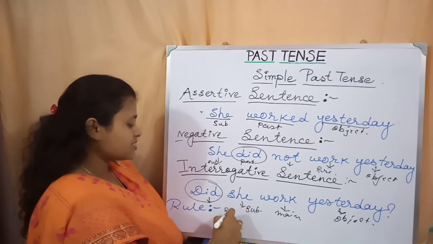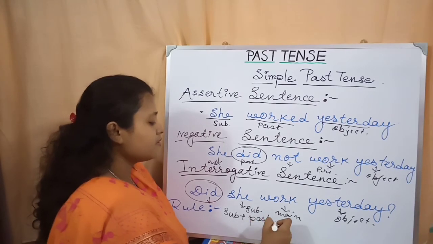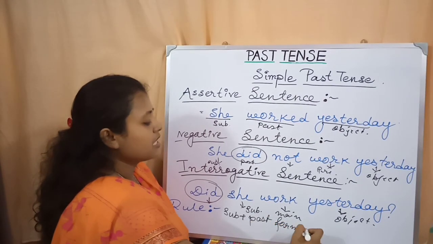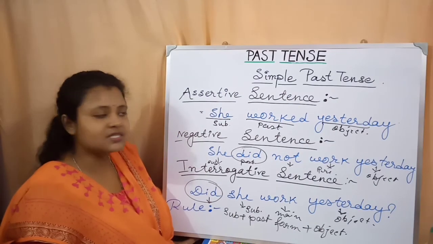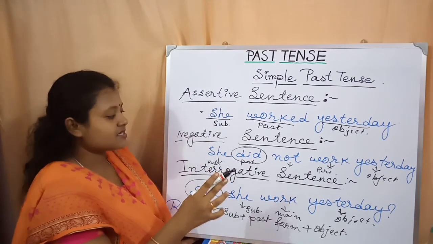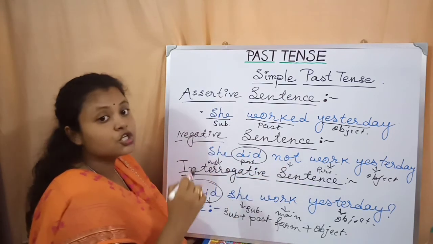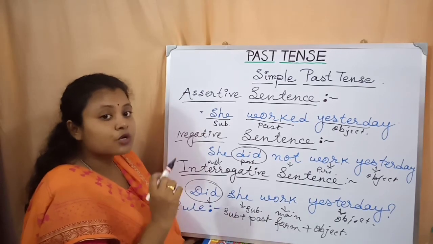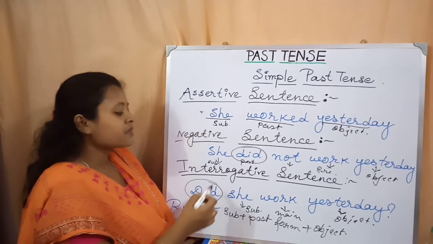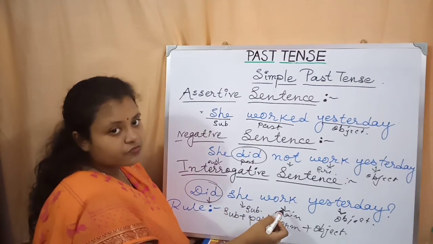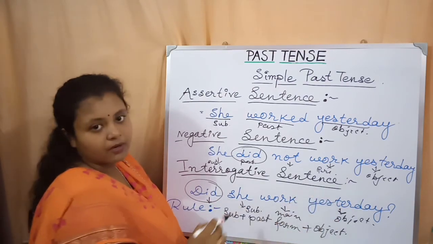So what is the rule of simple past tense? First you have to write the subject, then you have to write the past form of the main verb, then you have to write the object. Okay students, so this is the rule for assertive sentence. And in negative sentence, what is the rule? The same rule, only you have to add here not. In interrogative sentence, what will be the rule? First you have to write the past form of the to be verb, then the subject, then the main verb, the present form of the main verb, then the object, then obviously the question mark.